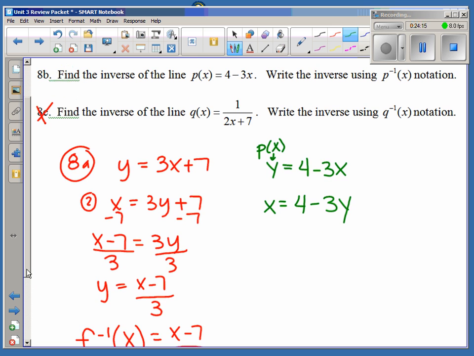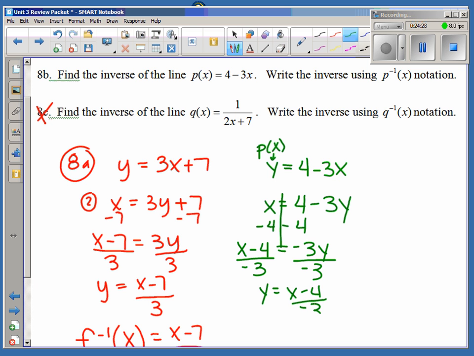Now I'm going to resolve. Minus the 4 from both sides. So I'm left with x minus 4 equals negative 3y. Divide by the negative 3. Left with y equals x minus 4 over negative 3. Again, correct notation would be p inverse of x equals x minus 4 over negative 3.